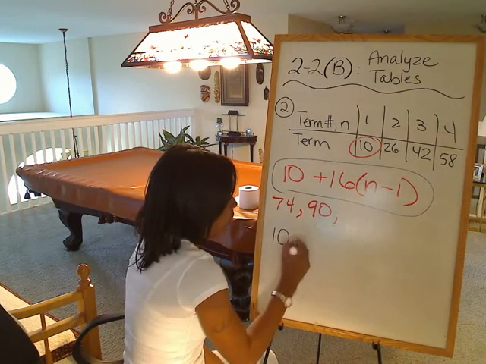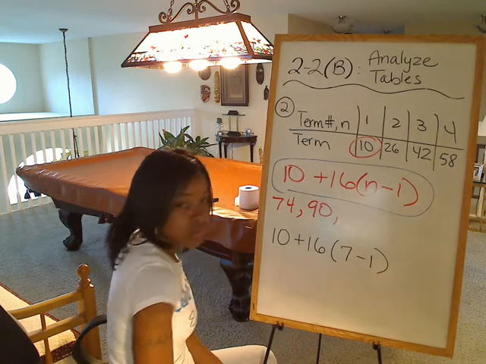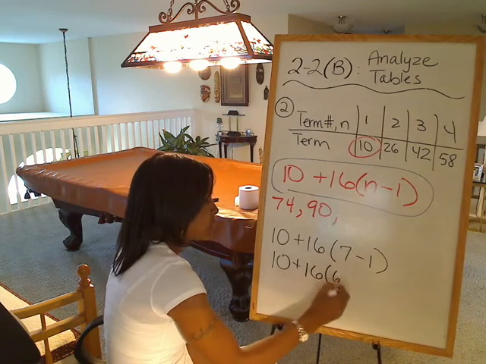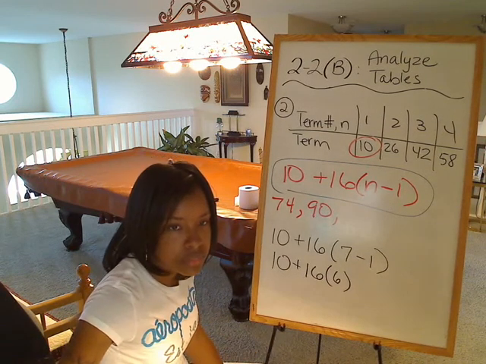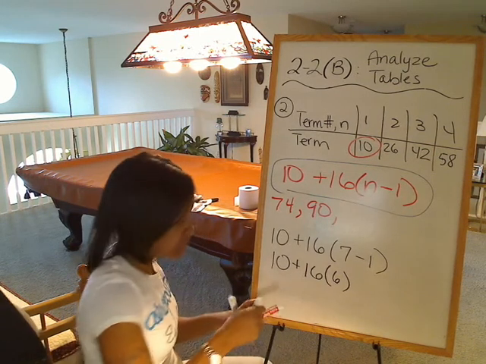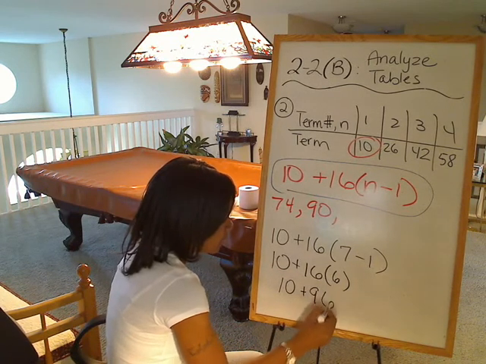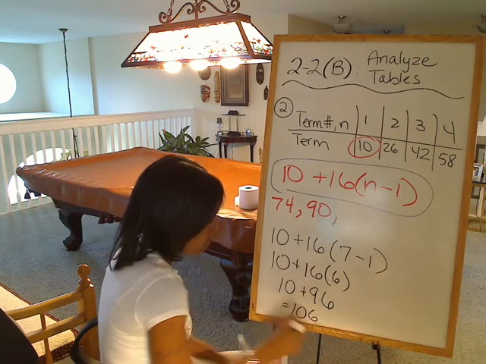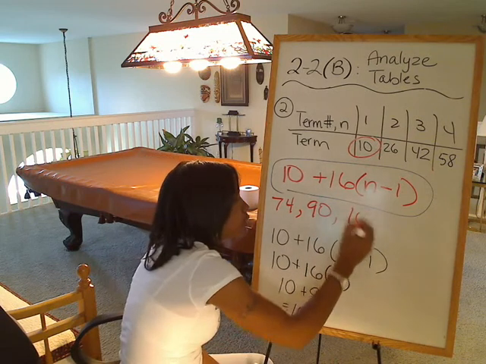So 10 plus 16, 7th term. So we plug in a 7. 10 plus 16 times 6, which is 96. 10 plus 96 is 106. So the last term is 106.